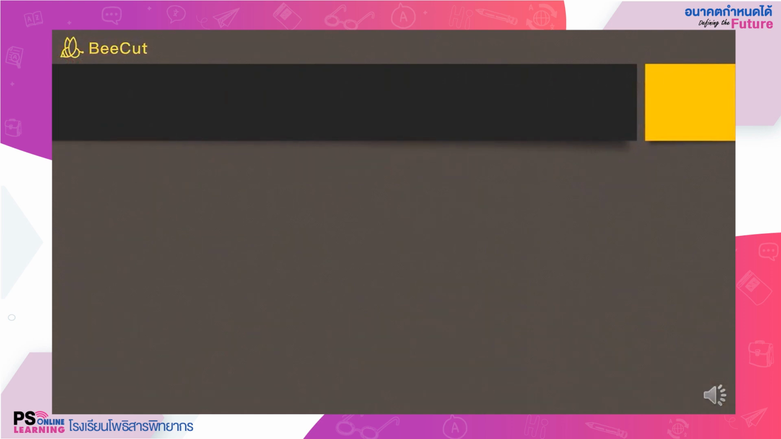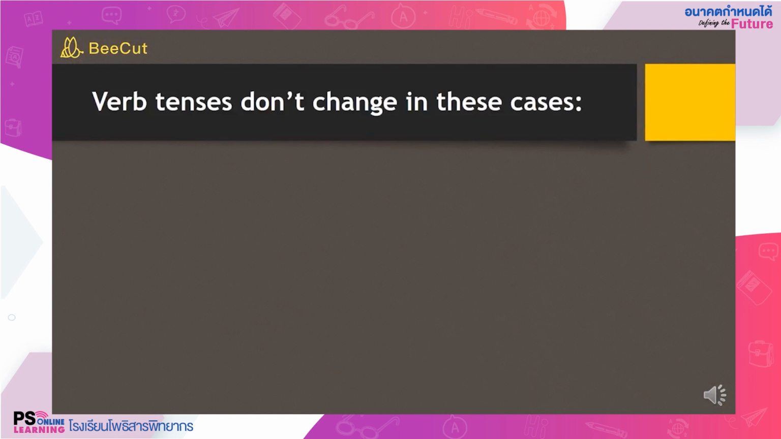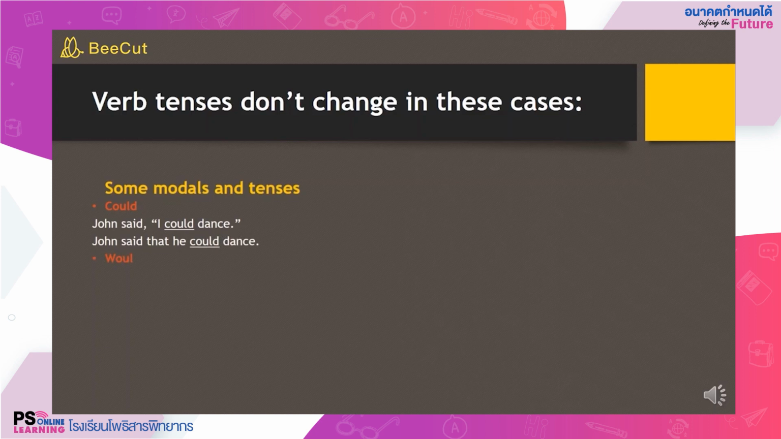In reported speech, sometimes the verb tenses don't need to be changed. Some modals and tenses. For example, could. If you have could in your original sentence, like John said, "I could dance," you don't need to change it in reported speech. Reported speech is John said that he could dance. It stays the same.